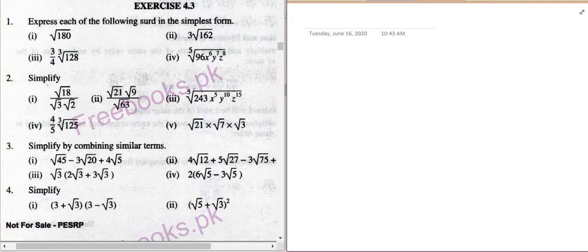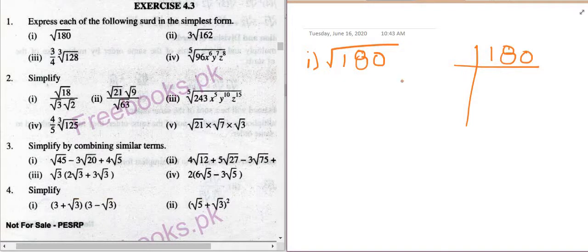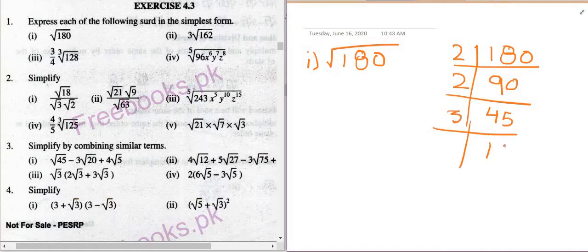To express the surd in simplest form, first write the multiples for it. How? First one is square root 180. Just first take the LCM for 180 or make the multiples for 180. 180 divided by 2, 2 90 times, 2 45 times, then 3 15 times, 3 5 times, and then 5 1 times.